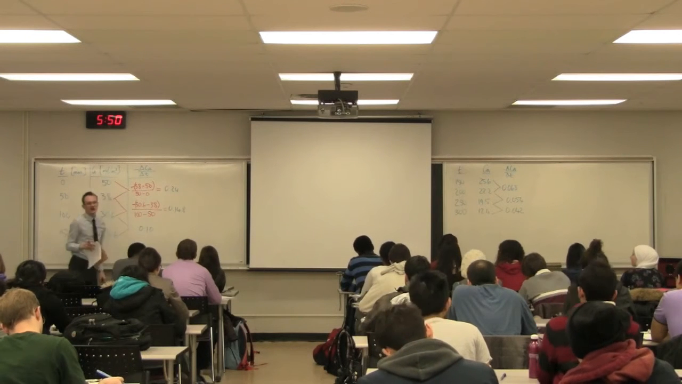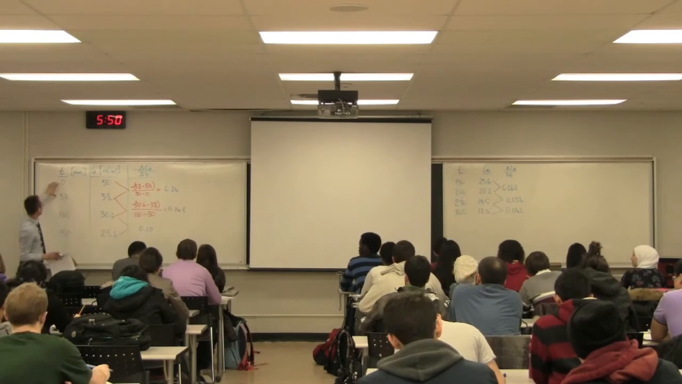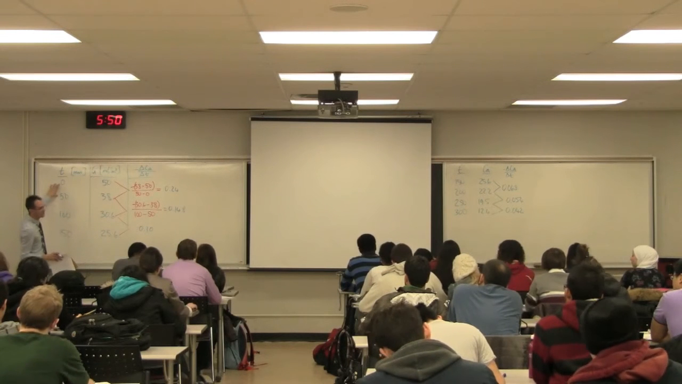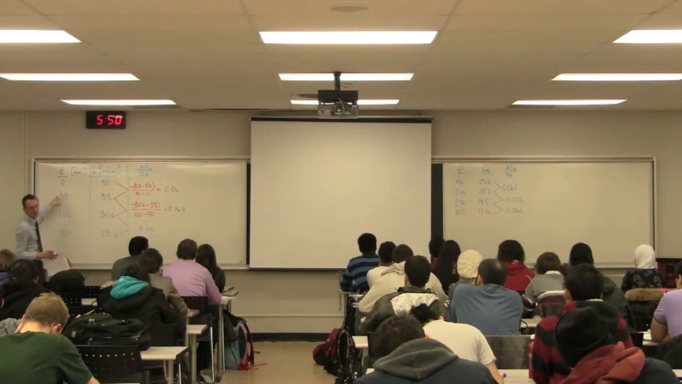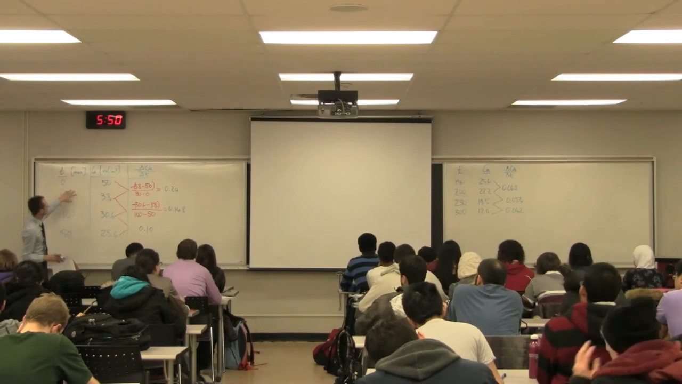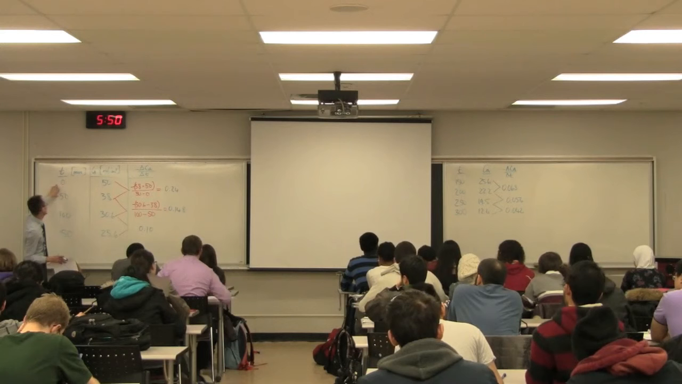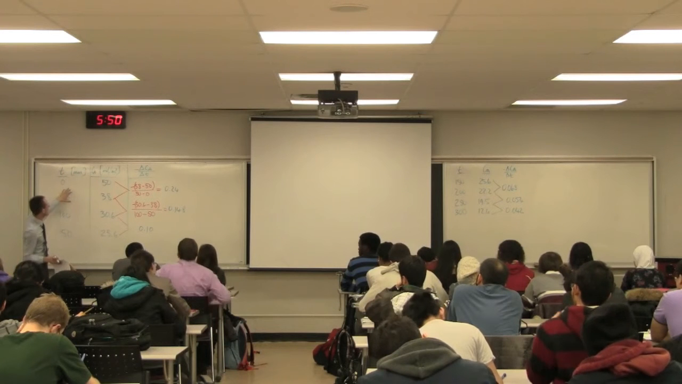0.24 is a good estimate of the derivative at the center point, so halfway between 0 and 50, but it's not a good estimate of the derivative either at 0 or at 50. Okay, so it's the average derivative between times 0 and 50, so it's probably a good estimate midway.